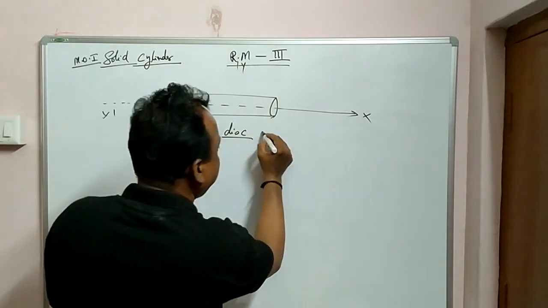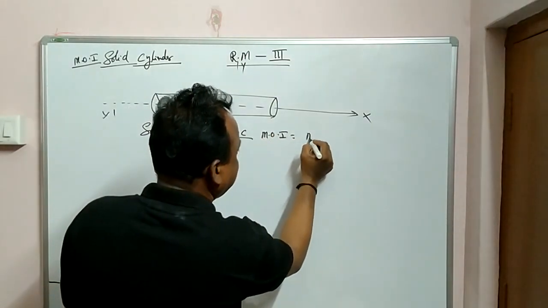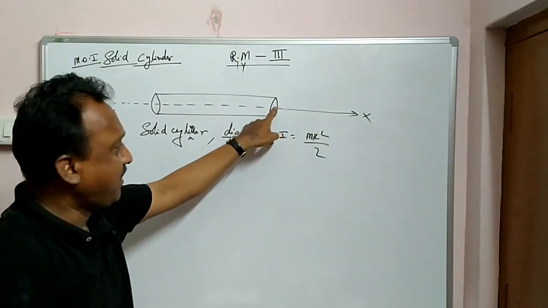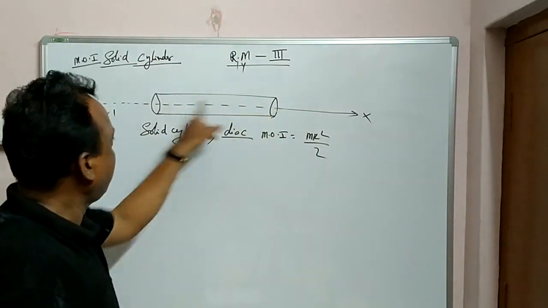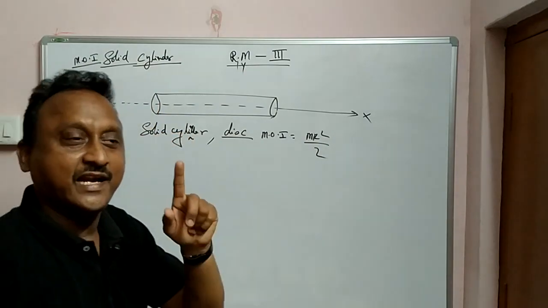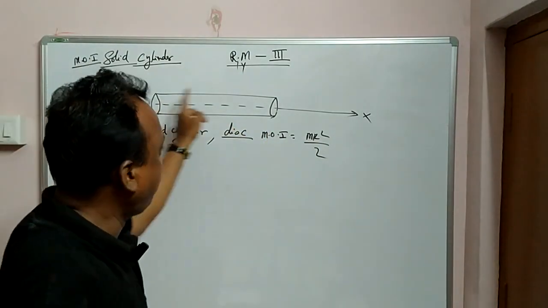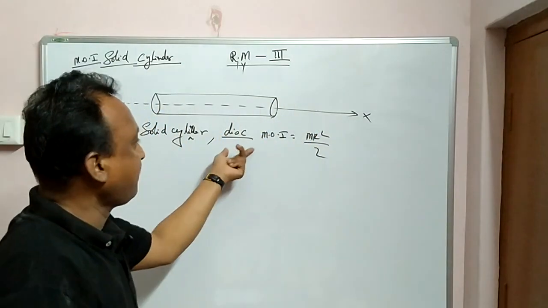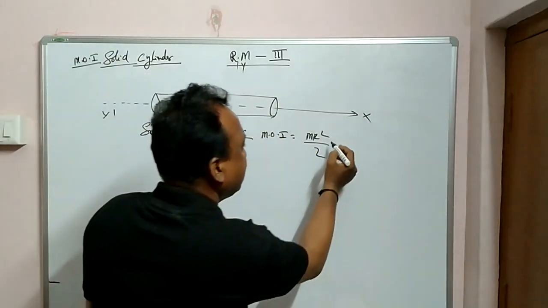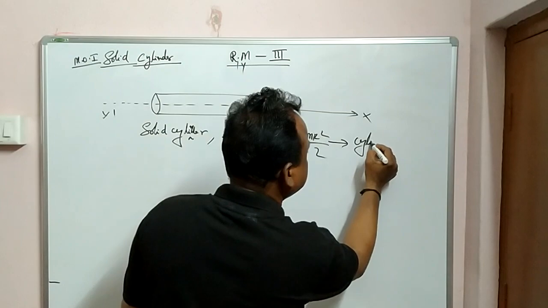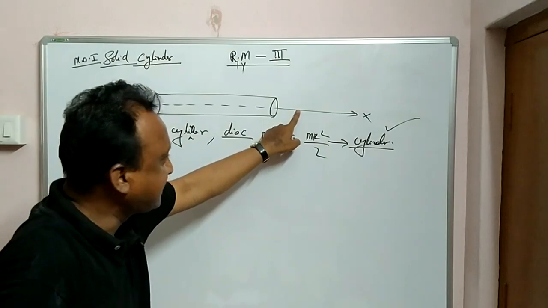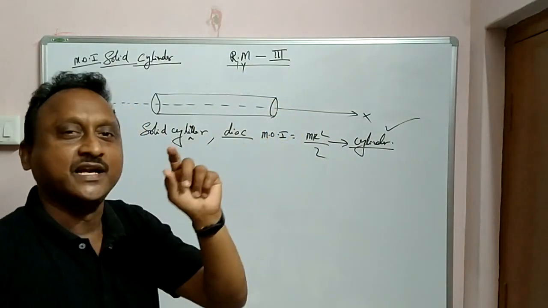What is the disc formula? Moment of inertia of a disc is mr square by 2, about the axis passing through the center and perpendicular to the plane. Now he is asking about the solid cylinder. The moment of inertia of a solid cylinder about this axis is equal to the moment of inertia of a disc.